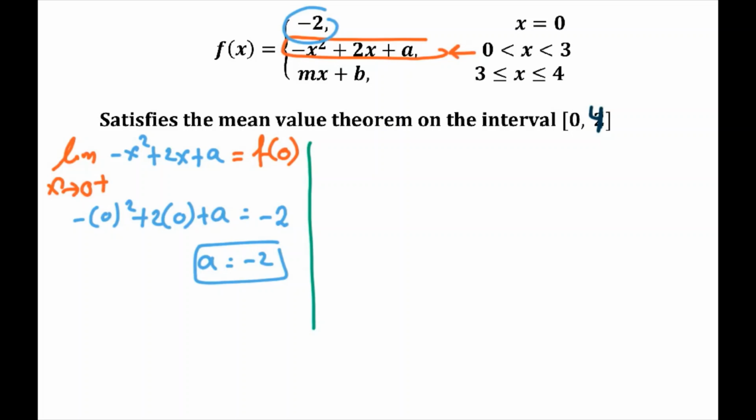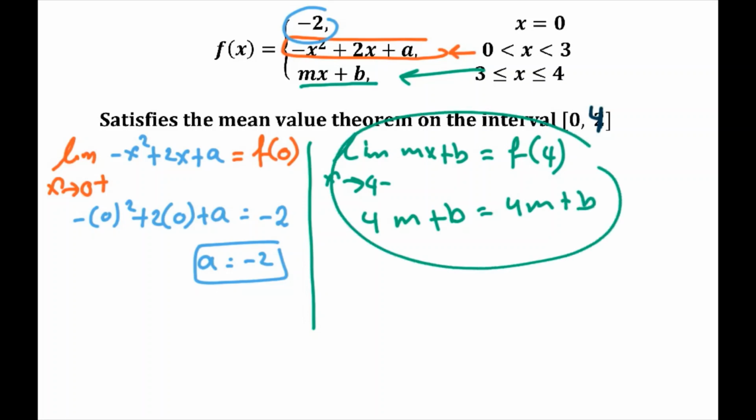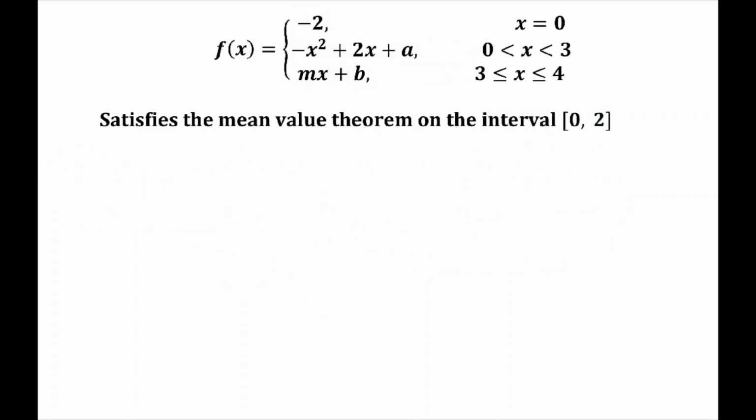Next, I'll try from the 4 side. So limit as x approaches 4 from the left side, I'm using this, and it equals f(4). f(4) is also, we are going to use this one. So it's going to be 4m plus b equals 4m plus b. This is not going to help us, so I'm not going to use that. So let me just write a equals negative 2.